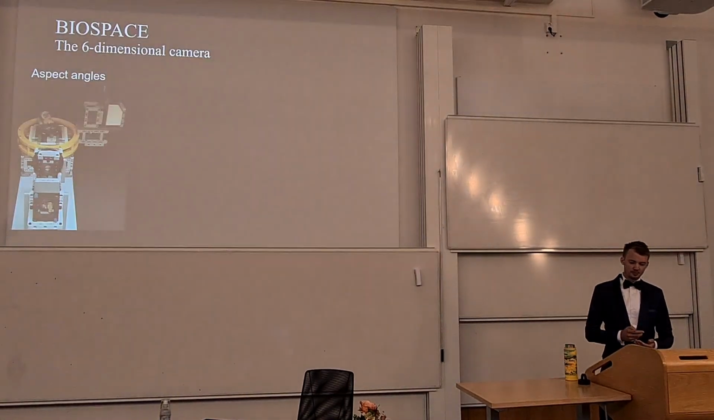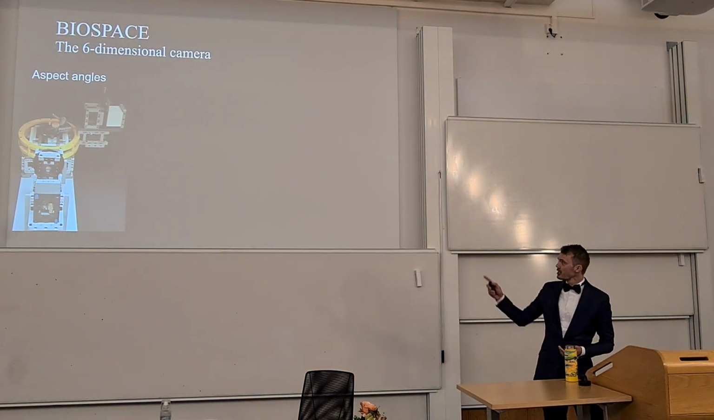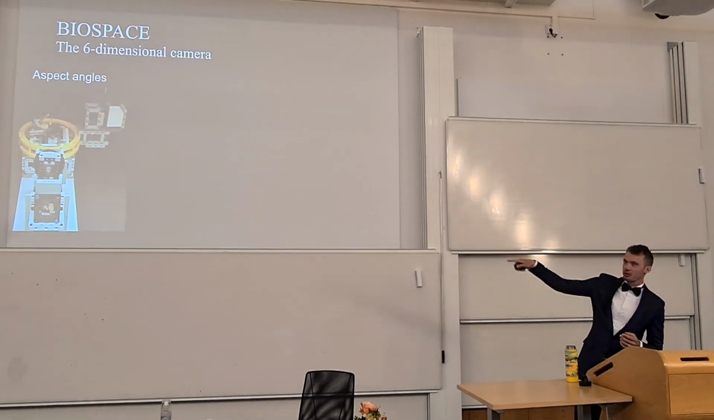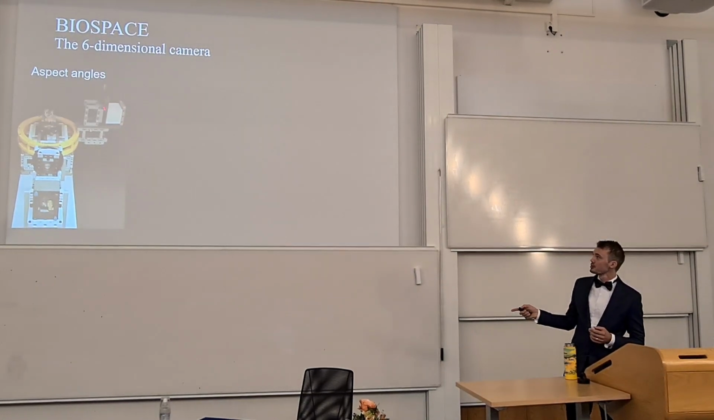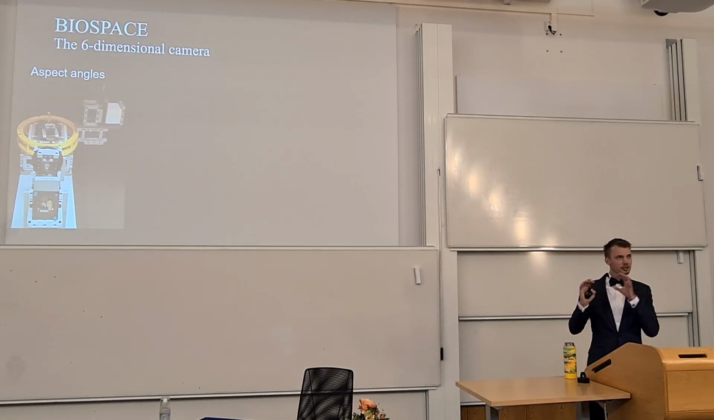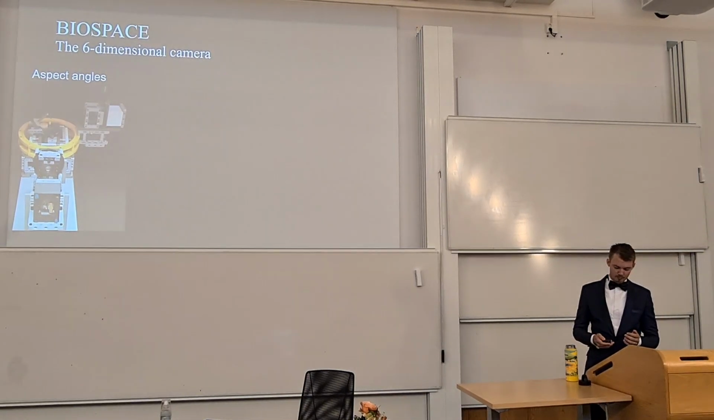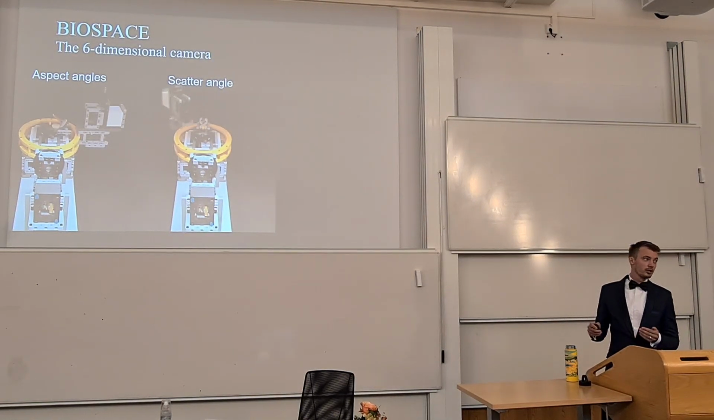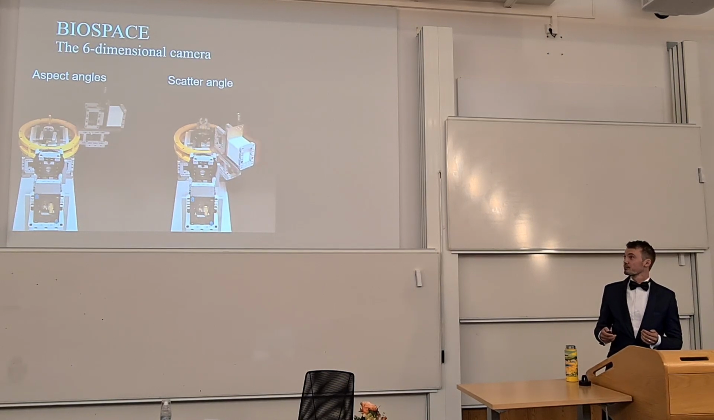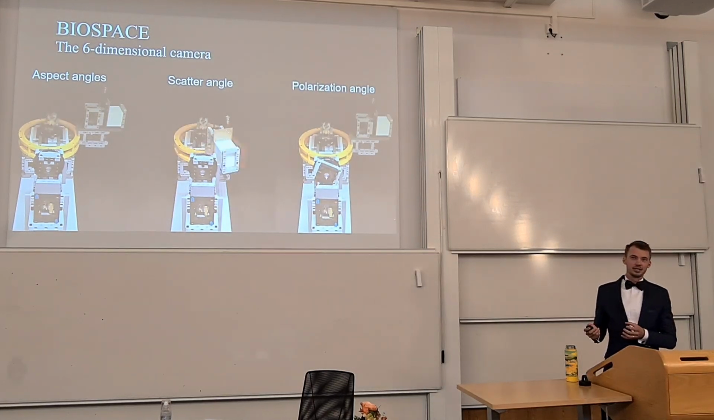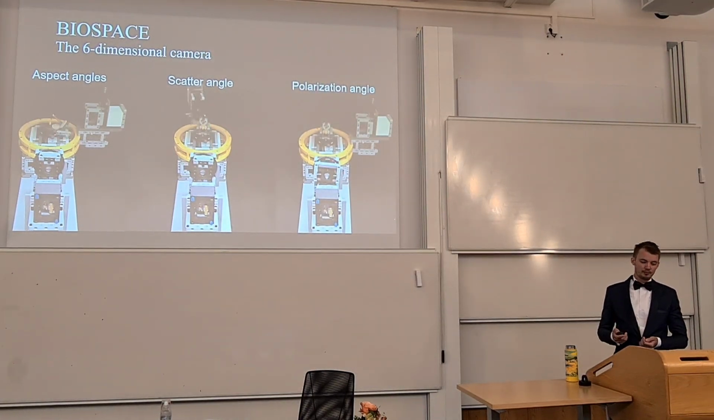To do this, we mount the target on a rotation stage. We have a camera at the bottom of the image, and a light source on the right side of the image. The target is here spinning around. By spinning it, we can get information from different angles. Then, to get the different scatter angles of the light, we rotate the light source around. And to get different polarization states, we have a polarization filter in front of the camera. So this covers the first 5 dimensions.